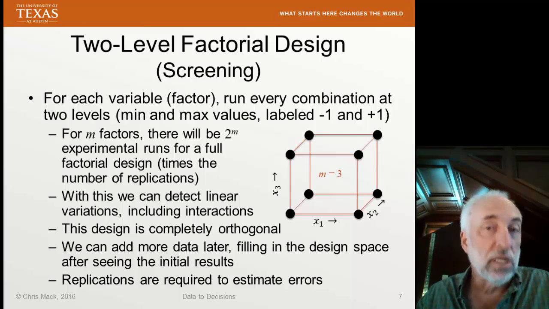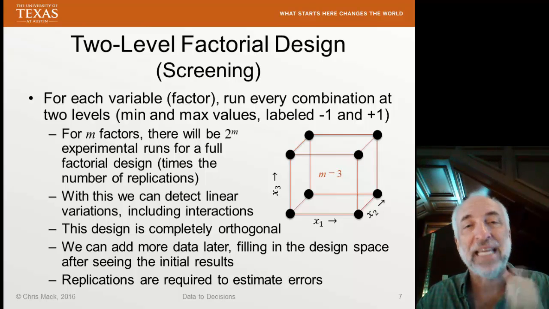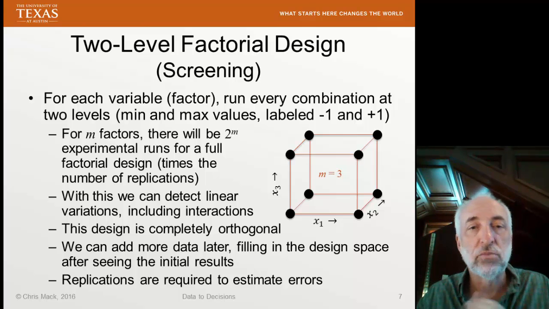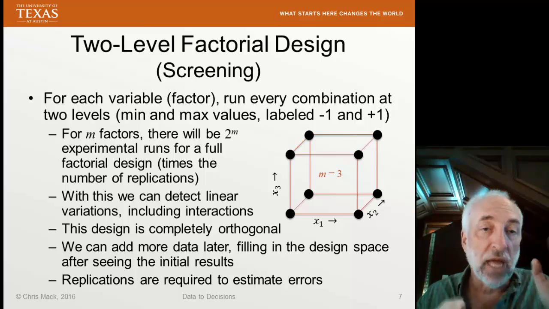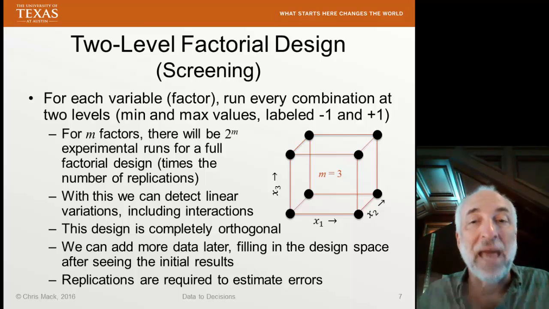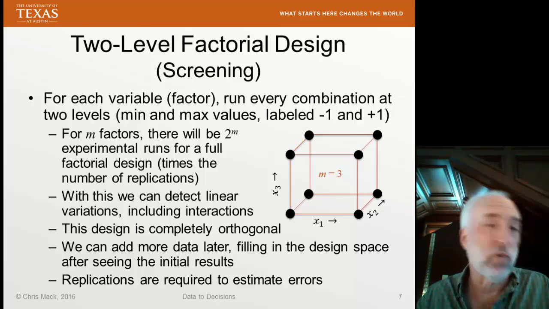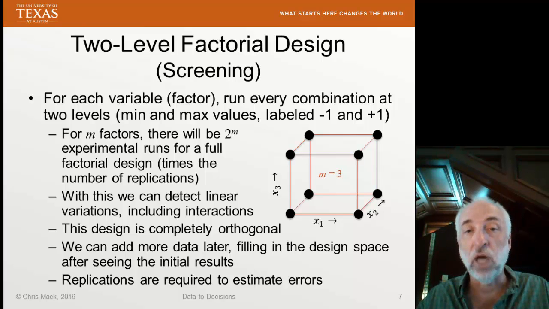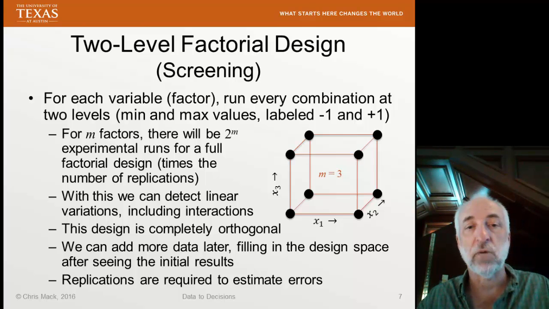One common way that we use it is in screening experiments. In a screening experiment, we're basically asking, is this variable important over the range that I'm going to try it over? So we pick a factor and we only run experiments at the min and max values. We'll label those min and max values -1 and +1, and we won't do anything in between. This is a 2-level full factorial design. If I have m factors, there are going to be 2 to the m experimental runs for a full factorial design, of course multiplied by the number of replications that I want to use.